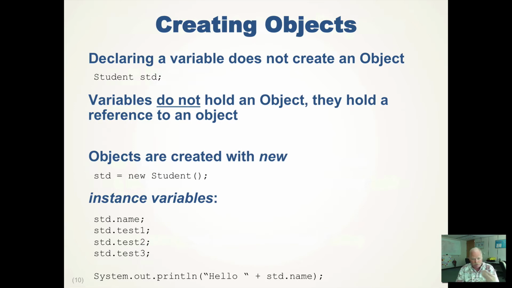Once we have created the student, we can refer to the instance variables in std by saying std.name, std.test1, test2, test3. We can use it by coding System.out.println, hello student name, std.name, and that will refer to std's name, which could be different than any other student that we've created.